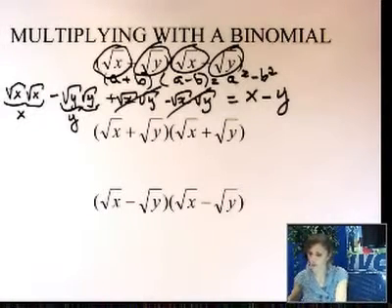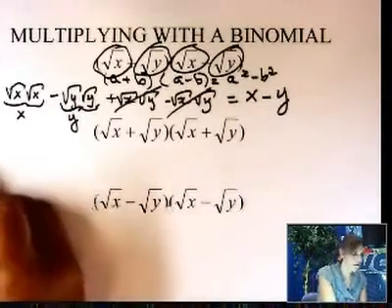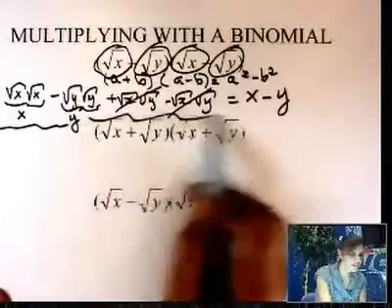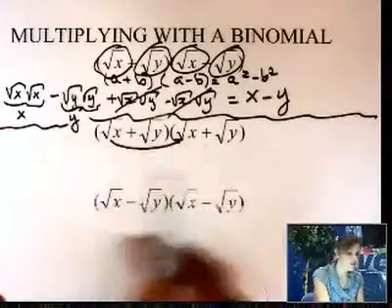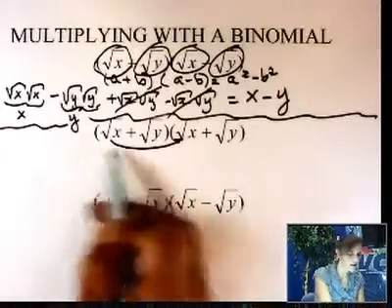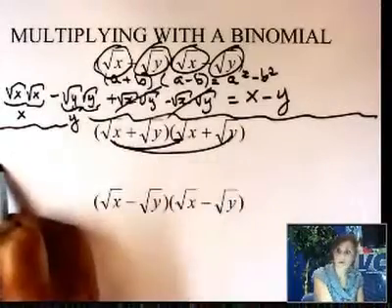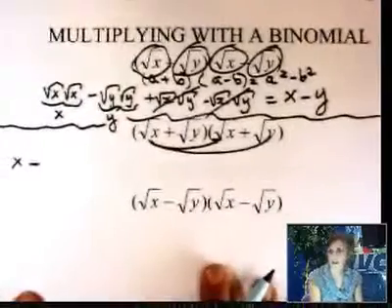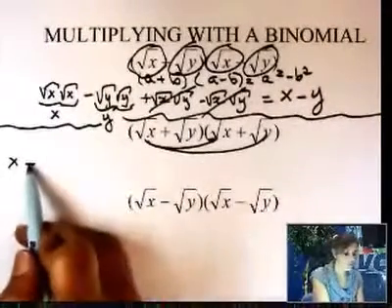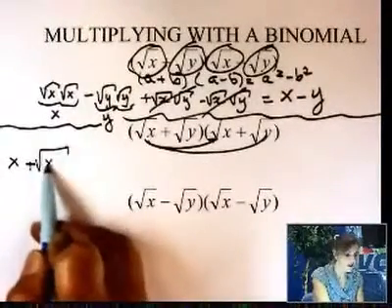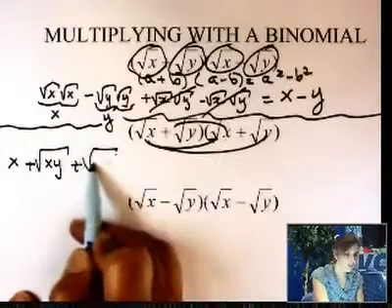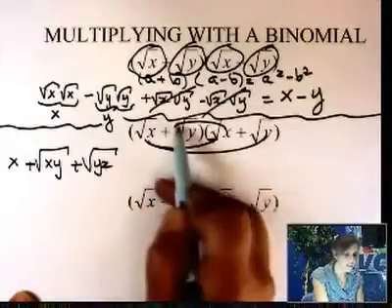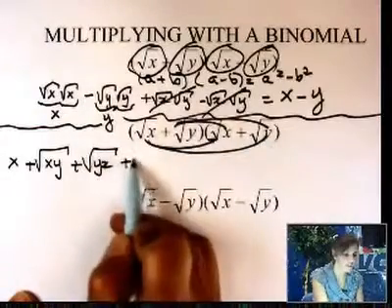Now let's go one more step. How do I do (a plus b) times (a plus b)? How does that work? You're going to FOIL it. These two, that's going to give you x. These two, that's going to give you plus xy. These two, we are going to give you plus yx. And these two, that's going to give you y.